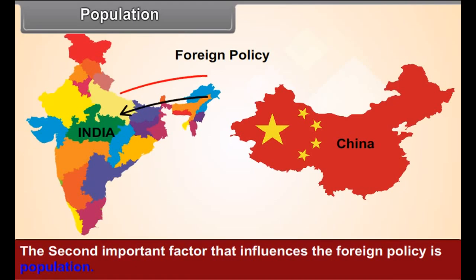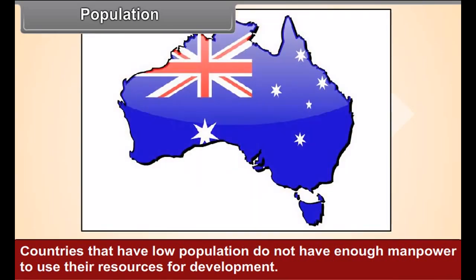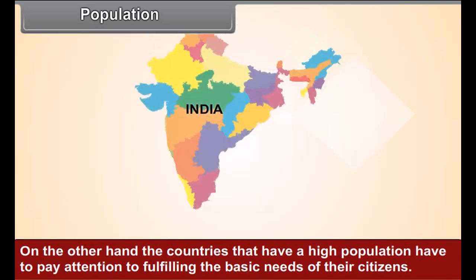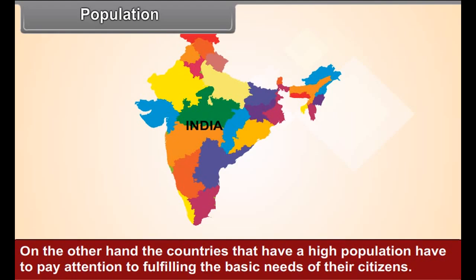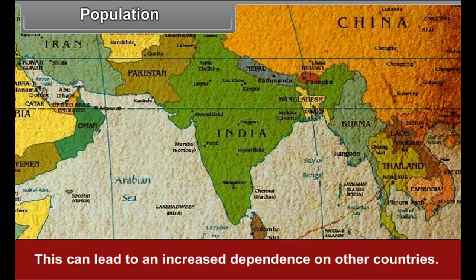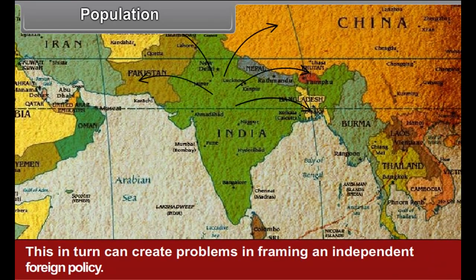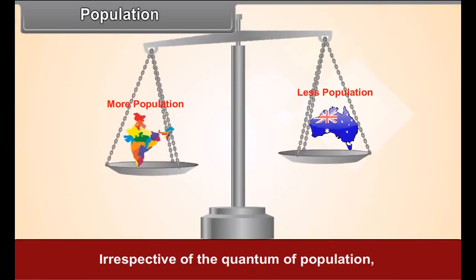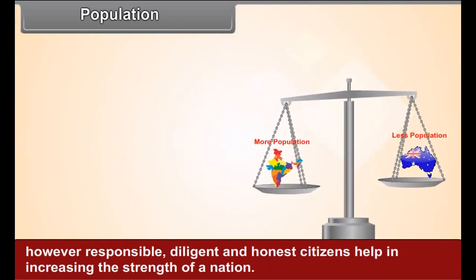Population. The second important factor that influences the foreign policy is population. Countries that have a low population do not have enough manpower to use their resources for development. On the other hand, the countries that have a high population have to pay attention to fulfilling the basic needs of their citizens. This can lead to an increased dependence on other countries. This in turn can create problems in framing an independent foreign policy. Irrespective of the quantum of population, however, responsible, diligent and honest citizens help in increasing the strength of a nation.